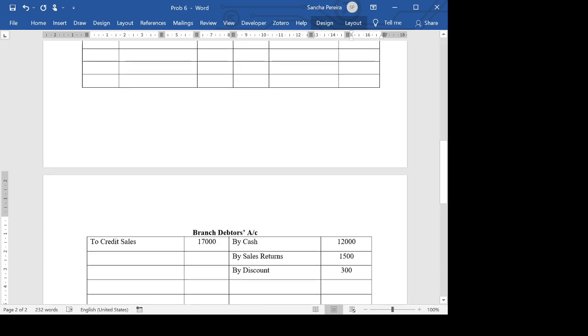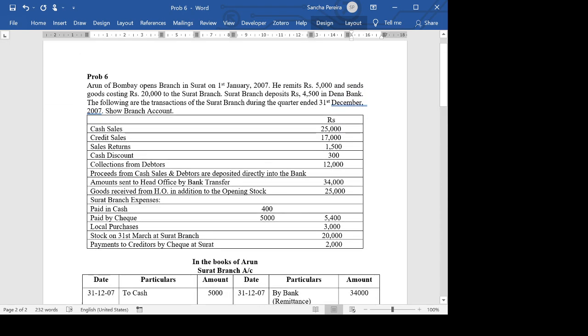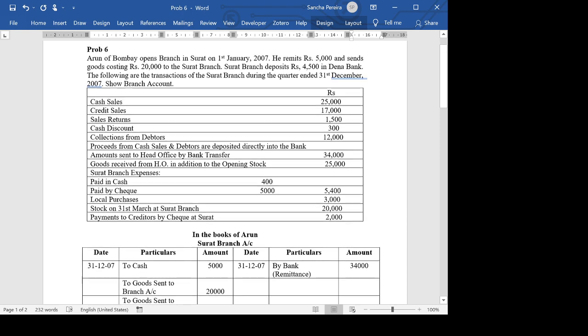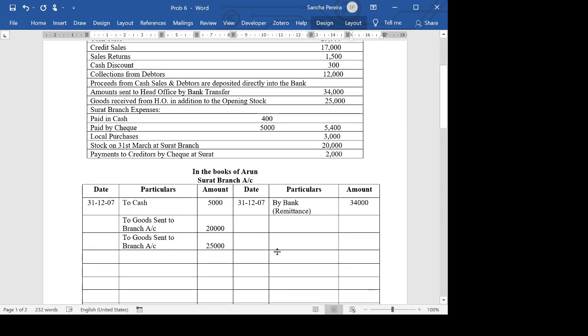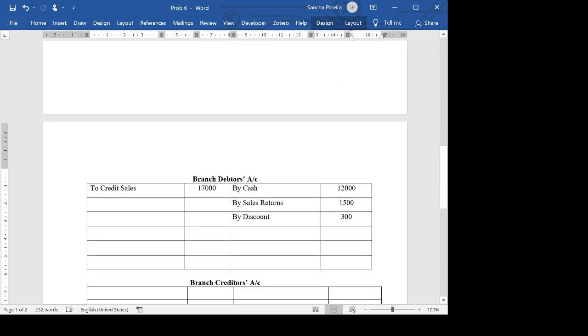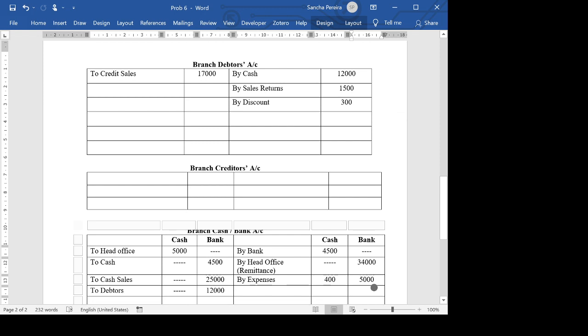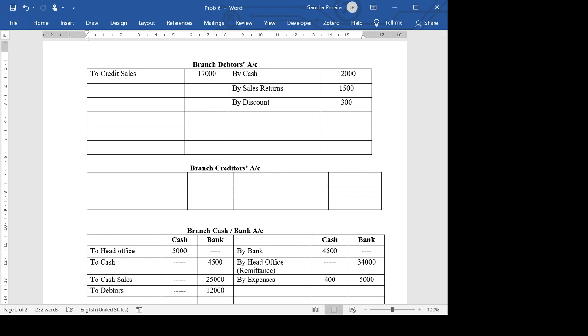Then we have local purchases. Again, local purchases have got nothing to do with your branch account. But these local purchases, like I said, will affect your creditors. Which side will this come? In the creditors account, which side will these local purchases come? Very good, Rupa. Rishvesh, good. It's going to come on the credit side.